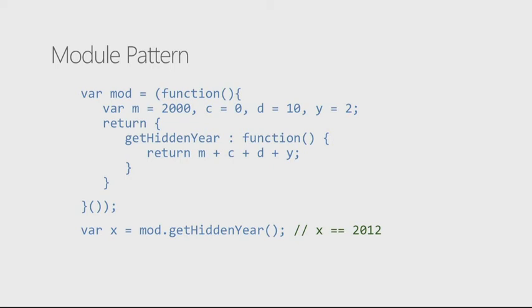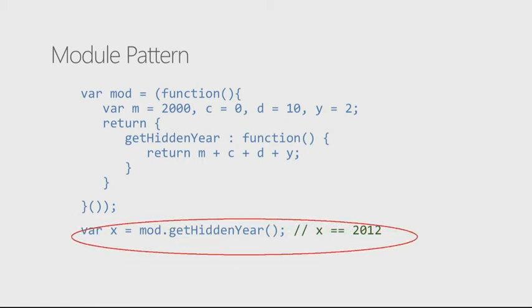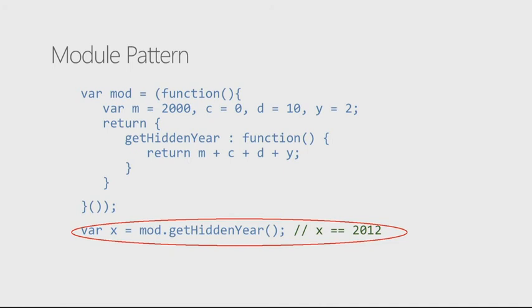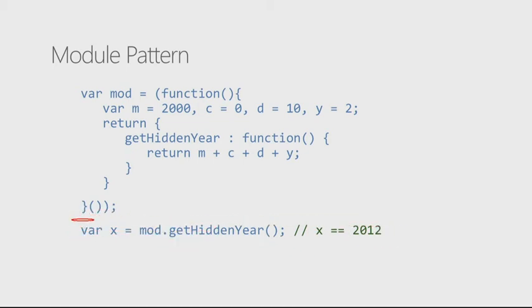Because this function is returning a value, it returns an object, and inside that object it has a method called getHiddenNear. So down below, when I look at var x equals mod.getHiddenNear, this whole line is possible to call, even though it was inside of that function, because it's being returned as a method of an object coming out. I can't say mod.m or mod.c. That's not going to work because those were declared inside. But I do have the ability to call that method, which will return the correct result.